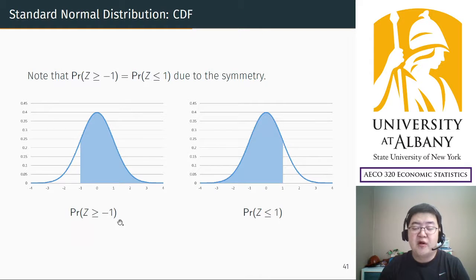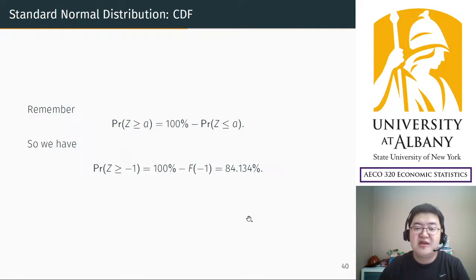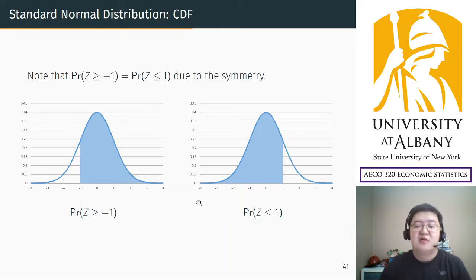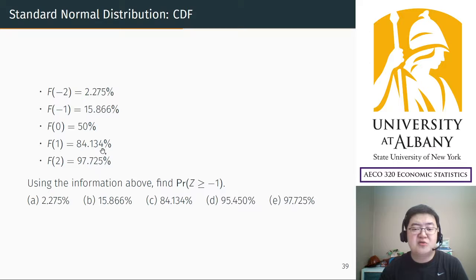So an alternative way to calculate probability greater than minus 1 is to calculate probability smaller than 1 instead of taking the complement. It's your choice. It does not matter what you use, but if you use the symmetry, you could do it this way. Then, anyhow, the answer is 84.134%, right?